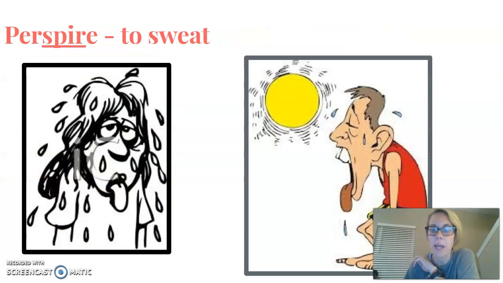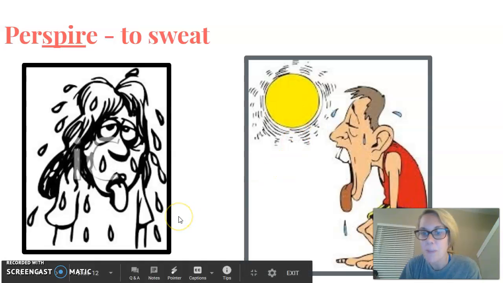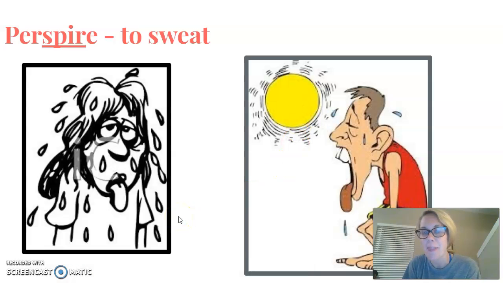Next word, perspire. Say perspire. The root is spire. Say spire. Spire means breath or alive. How many of you have run out in the hot sun or have been outside in the hot sun? What happens? You start to sweat, or it's also called perspire. So as you can see in these pictures, they are perspiring or sweating.